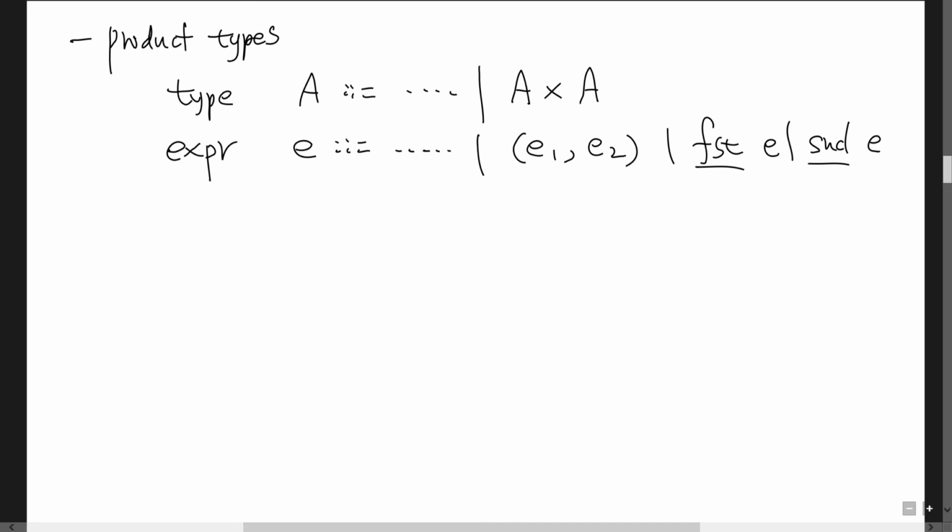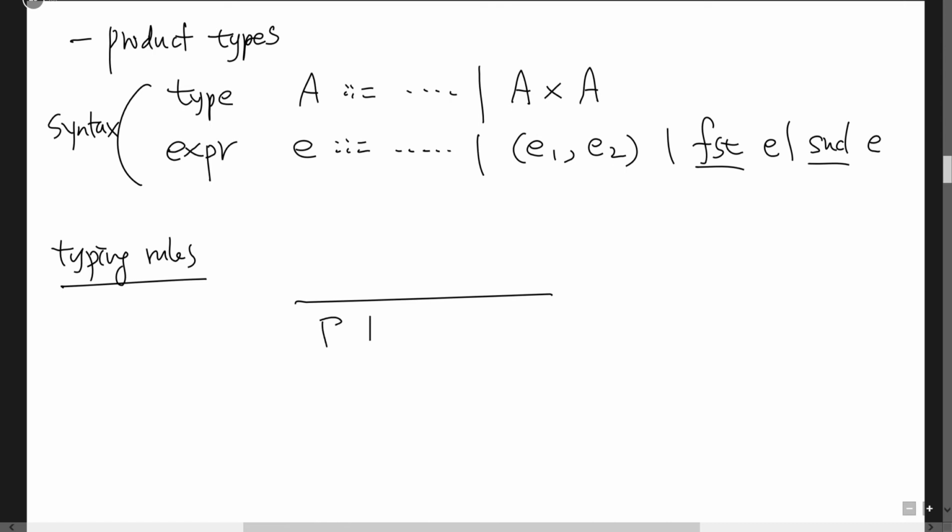Then what about typing rules? So this is the syntax. And what are the typing rules? Let's try to develop this typing rule for this pair.